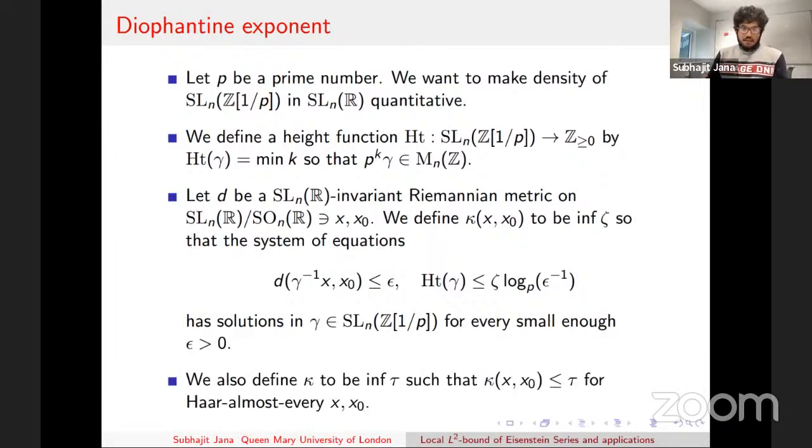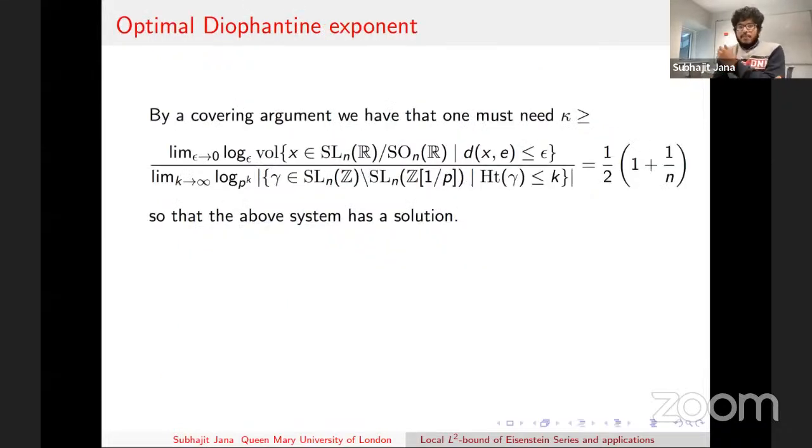And then for fun, we also define another quantity called kappa, which is just the infimum of all tau, so that this Diophantine exponent is smaller than tau for almost every x comma x naught. Almost every in the sense coming from the Haar measure on SLNR. All right, so this is called the Diophantine exponent. Let's see what we can talk about this kappa, the Diophantine exponent.